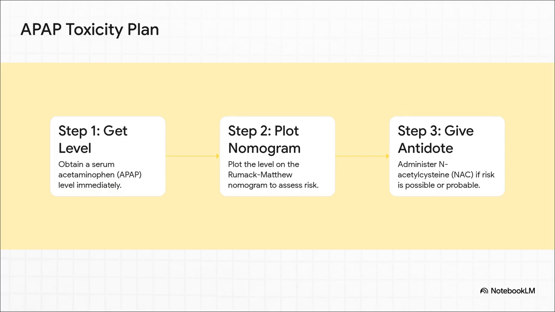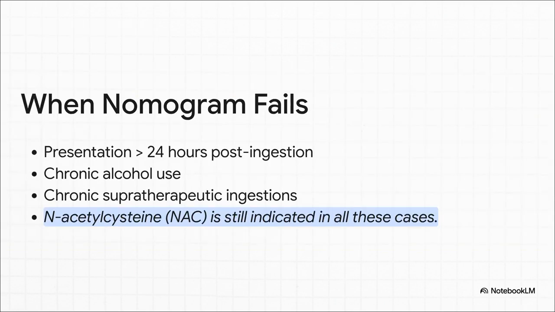Step 2, take that level and the time since they took the pills and plot it on something called the Rumack-Matthew nomogram to see what their risk is. And finally, step 3, if that nomogram shows any significant risk, you give the antidote, N-acetylcysteine, or NAC. But, and this is a really big but, the nomogram isn't perfect. It doesn't work well if the patient shows up late, like more than 24 hours after they took the pills, or in situations of chronic overuse.